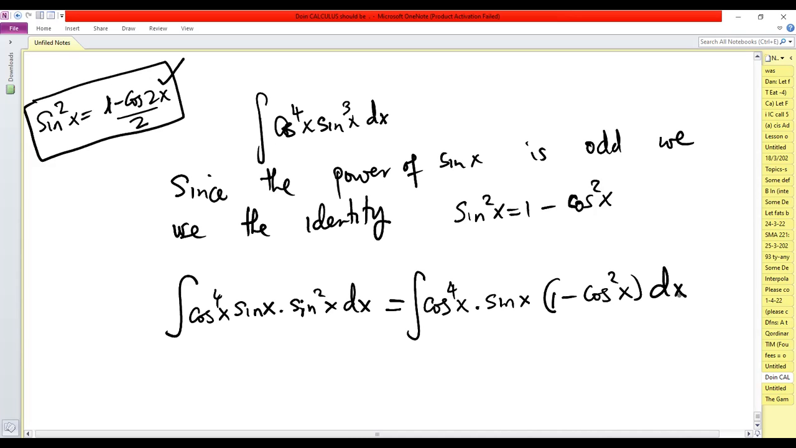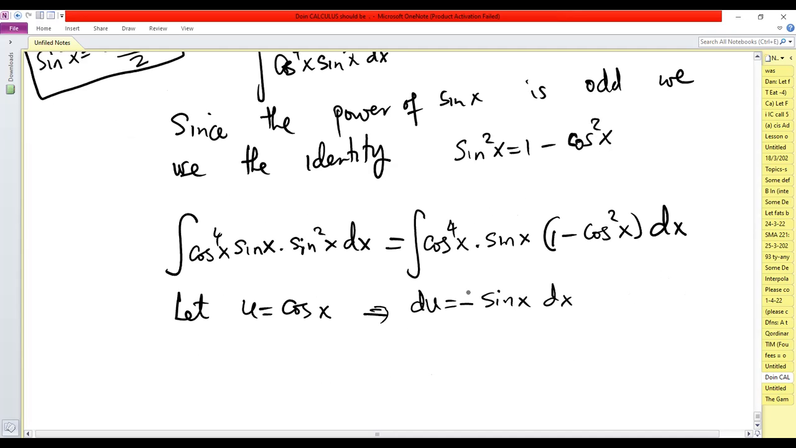Now, once we have this, we say let u be given by cosine of x. Which means du is negative sine of x dx. And then we make dx the subject because now we want to change all this integral in terms of this new variable u. So this means dx alone will be negative du over sine x.